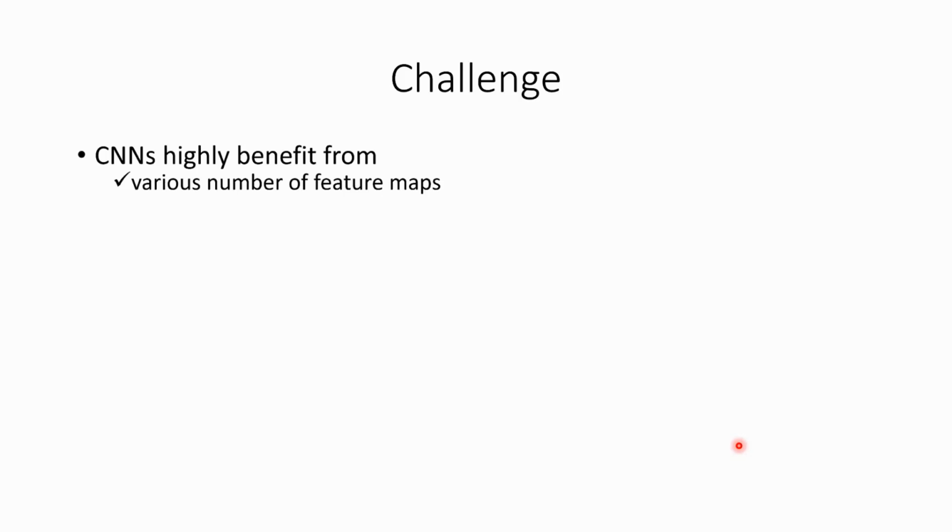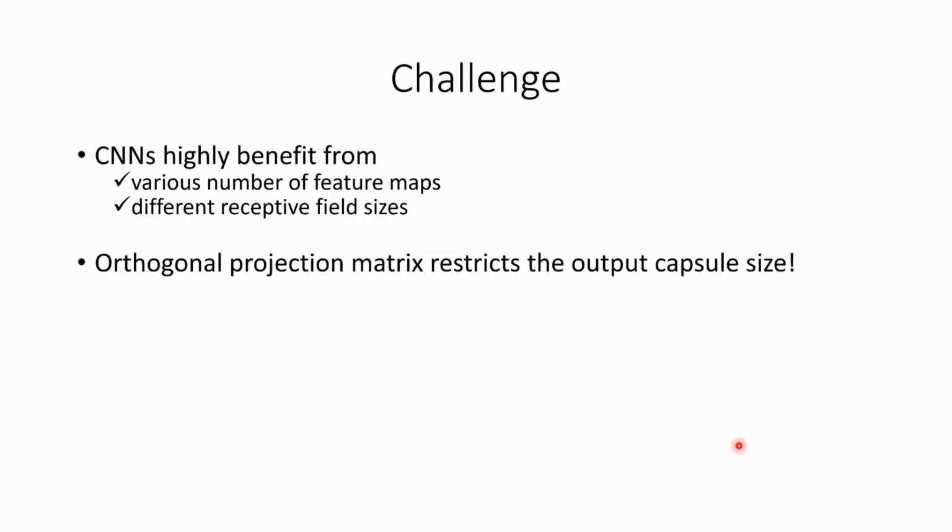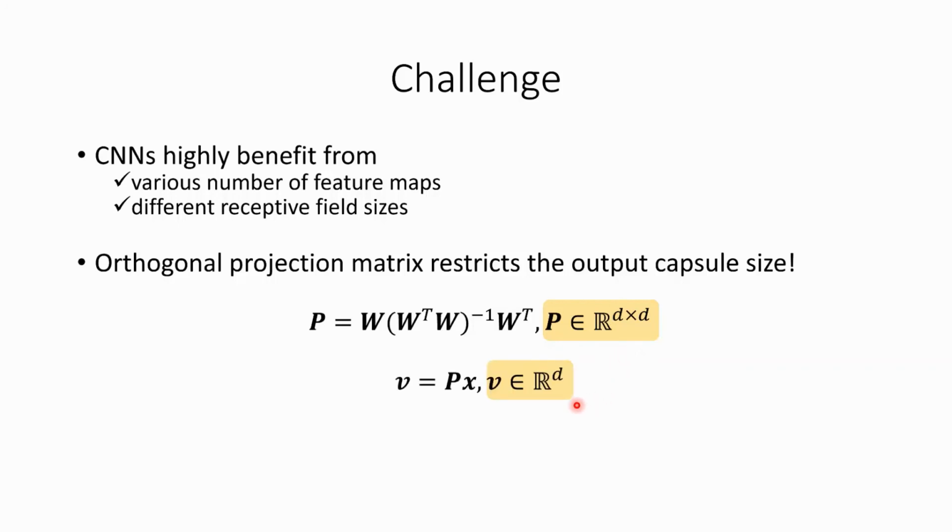There's a challenge here. CNNs highly benefit from various numbers of feature maps and also different receptive field sizes. But the orthogonal projection matrix restricts the output size of the capsule. So basically, when we use the orthogonal projection matrix as defined here, the output capsule would have the same dimensionality as the input feature vector. So based on orthogonal projection, the CapPro layer keeps the dimension of the capsule vector fixed.